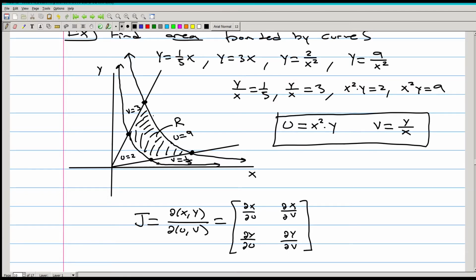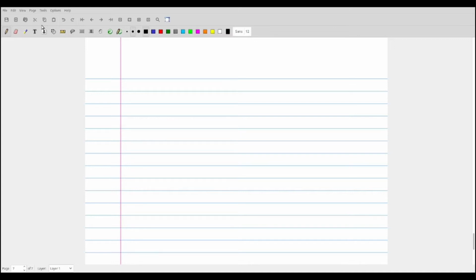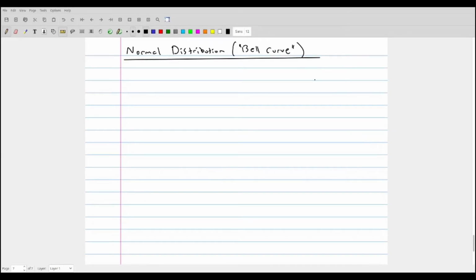So the final example we'll consider is actually not an engineering example, but an application to probability. In probability, there's what's called a probability distribution that many of you will know as the bell curve or the normal distribution. Simply put, what this describes is what's called a random variable. That random variable could be a number of different things.